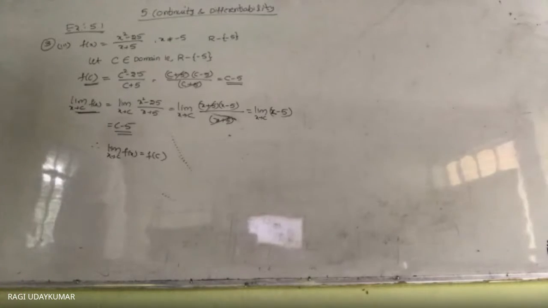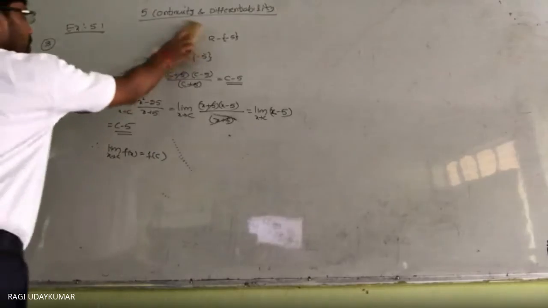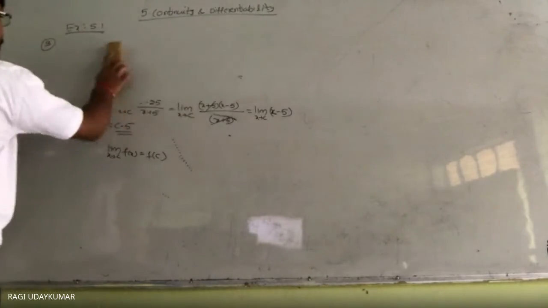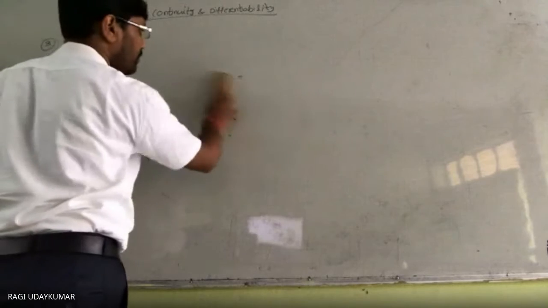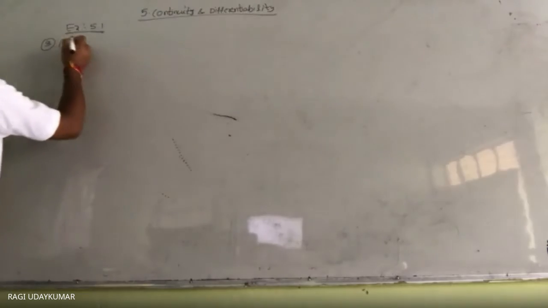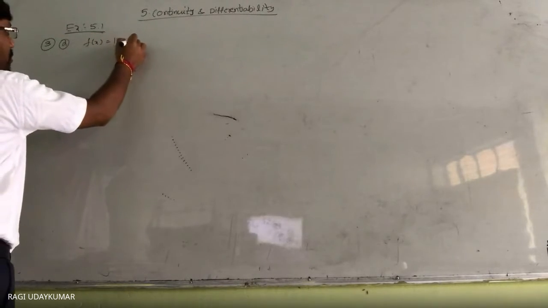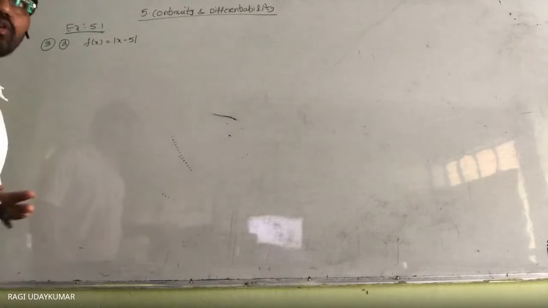Now, the next problem, the fourth problem. The question is given: modulus of x minus 5. It is given to you, the modulus x minus 5. So how do you solve this modulus x minus 5? First, the modulus function you need to know. In this, the given function is f of x is equal to mod x minus 5. How do you rewrite the mod x minus 5?